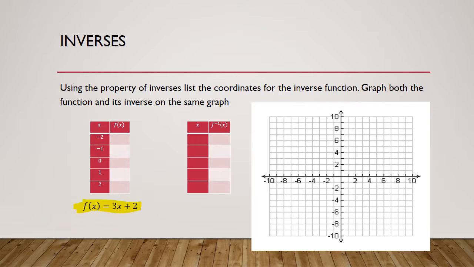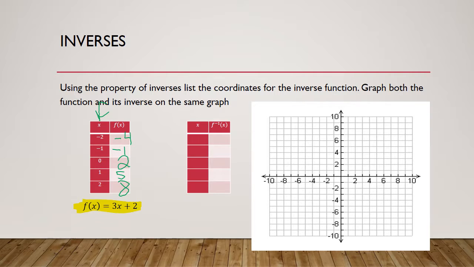So in my function f of x, if I replace x with negative 2, I get 3 times negative 2 plus 2, which is negative 4. Negative 1, so 3 times negative 1 plus 2 is negative 1. 3 times 0 plus 2 is 2. 3 times 1 plus 2 is 5. And 3 times 2 plus 2 is 8. So now, generally, when we draw a graph, these are the x's that we pick, negative 2, negative 1, 0, 1, and 2. And we're going to talk more about that in Objective 7 and 8.